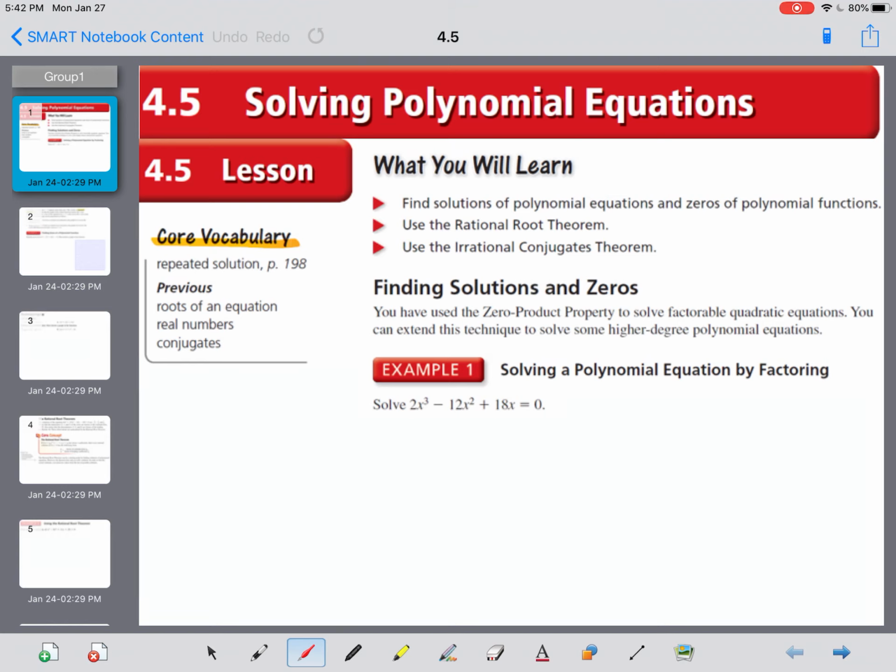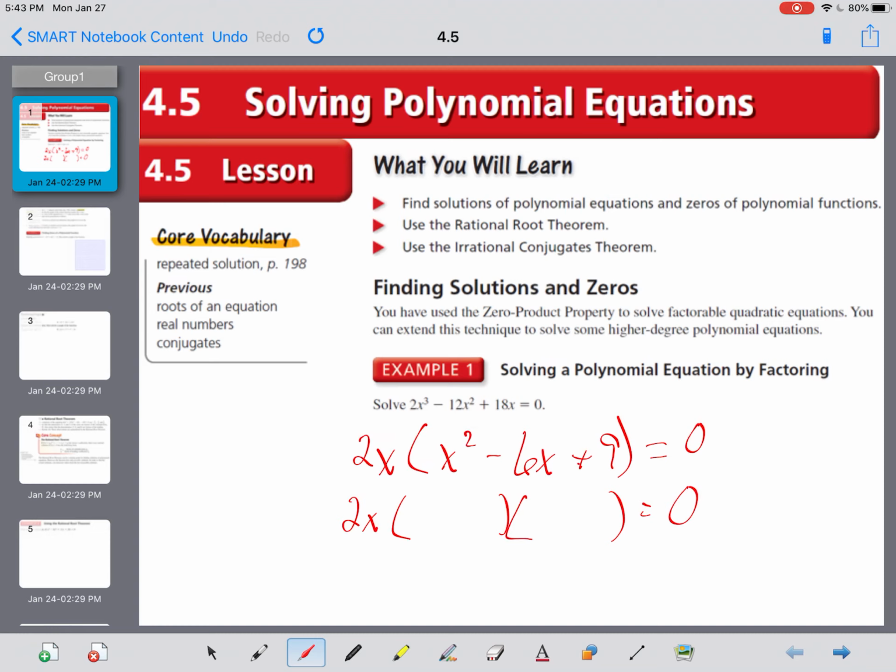So let's do greatest common factor first. They all have a 2 and they all have an x, which leaves me x squared minus 6x plus 9 equals 0. And I notice that it's a perfect square trinomial, but just in case you don't see it, we can do it the old-fashioned way. It's going to be 2 parentheses. Factors of 9 that add to 6, each one gets an x. Each one's going to get a 3 because 3 times 3 is 9 and 3 plus 3 is 6, and we need them to be negative so it matches the negative 6 in the middle. So that means 2x times x minus 3 times x minus 3 equals 0.